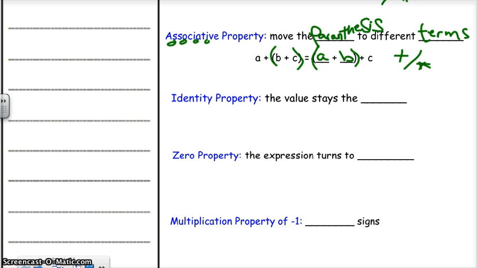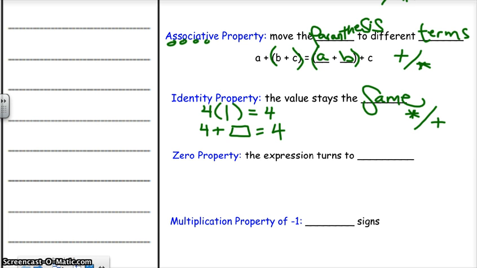Identity property, the value stays the same. It keeps its identity. That would be 4 times what could give me 4? I want to stay the same. 4 times what? Yep, 1. So identity property is working with multiplication and addition as well. If I wanted to add 4 plus what would keep my identity of 4? 0, right? So the identity property would be multiplying by 1 or adding 0.